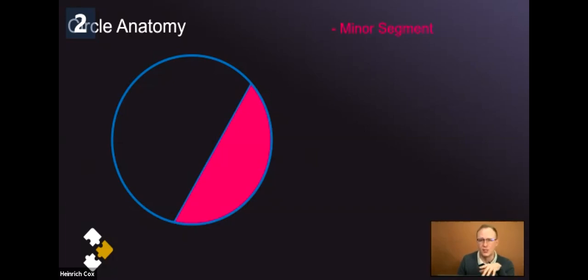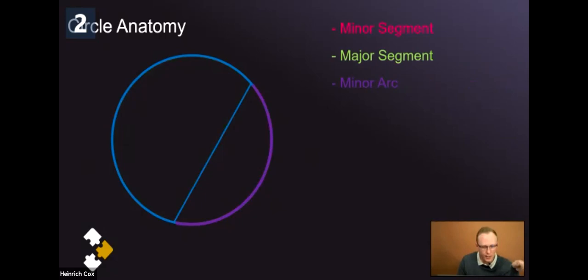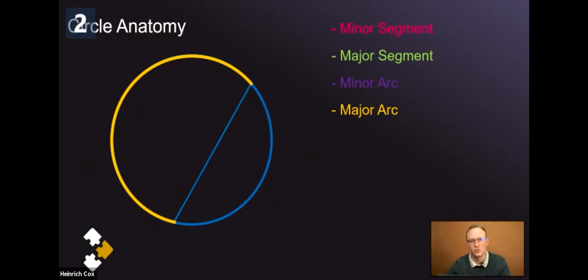So the minor segment is the smaller of those two segments, for instance here indicated in pink, and the major segment is going to be the larger of those segments indicated here in green, right? Then the minor arc is basically if we go from the start to the end of the chord along the edge of the circle, and that's going to be the shortest route, whereas the major arc then is what you get if you go the long way around.